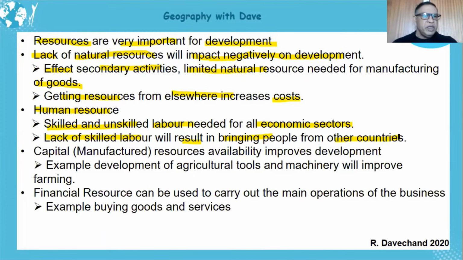All right. Then capital or manufactured. I know lots of times the word manufactured is used; it can be capital or manufactured resource. And as I pointed out, its availability improves development, in terms of the capital resource, because that is the things that are designed to produce other things, as I mentioned. For example, development of agricultural tools and machinery will improve farming.